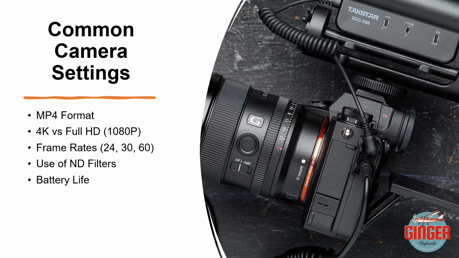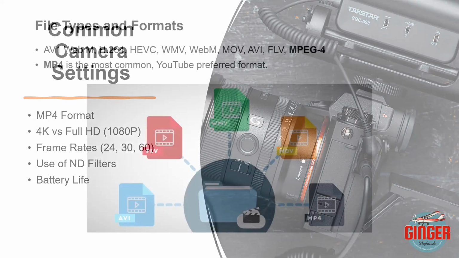You can shoot in 4K, but sometimes 4K is really not all it's cracked up to be, so we'll talk about that. Frame rates are also something that I'm going to show you, some different frame rates and why I would shoot with one versus another. I've talked about ND filters a little bit already in the video, but I'll talk about them a little bit more, and we'll talk about battery life as well.